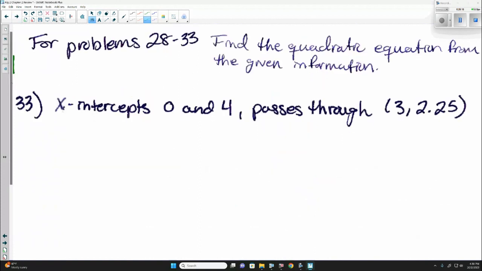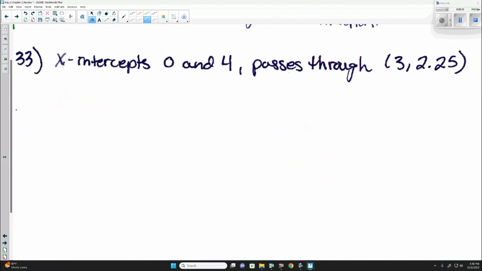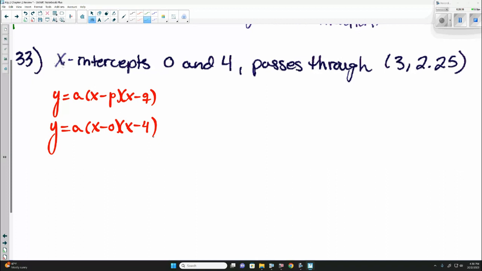For problems 28 through 33, find the equation. Well, it gave us the x-intercepts. So we have y equals a times x minus p times x minus q. And for us here, our p and q are 0 and 4. And again, just like with the previous one, we can plug our 2.25 in for y, 3 in for both x's, and solve for this here.